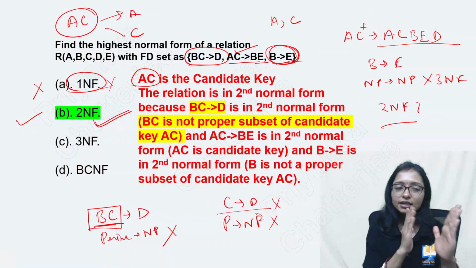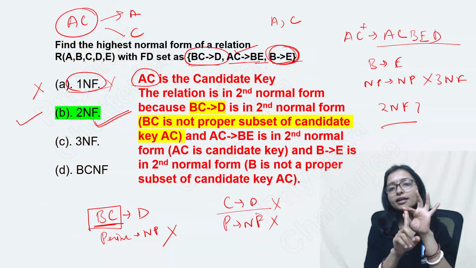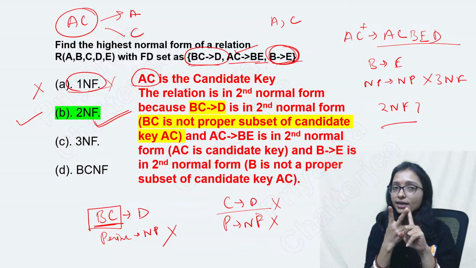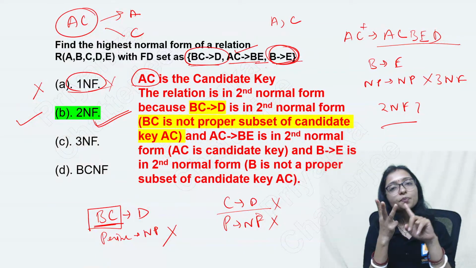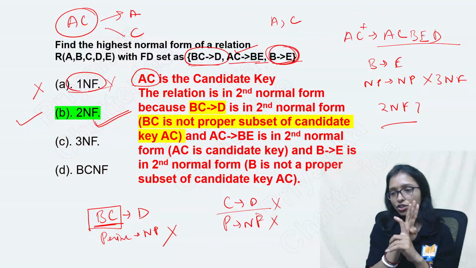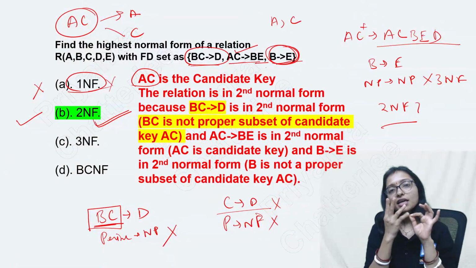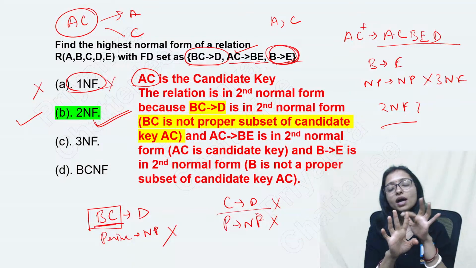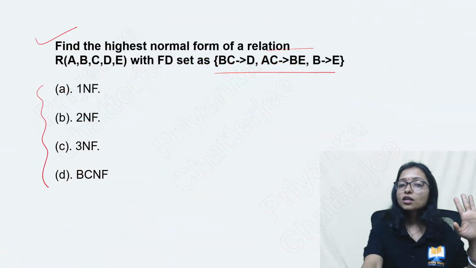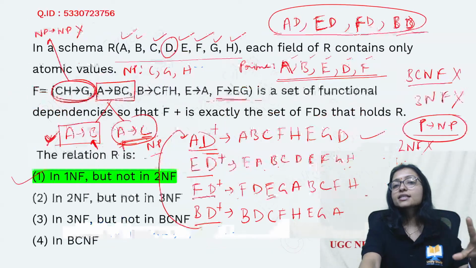At least you learn everything: how to identify dependency, how to identify candidate key, what is prime and non-prime, and how to identify the normal form, how to identify BCNF, 3NF, 2NF, 1NF, and what 4NF and 5NF are. I hope all these concepts are clear from today's class.